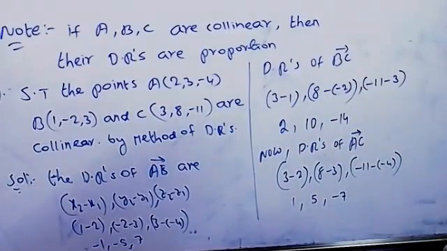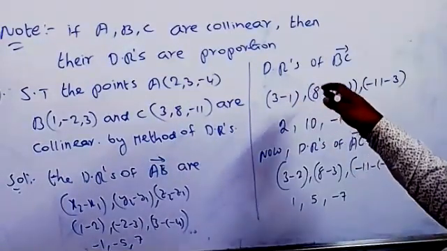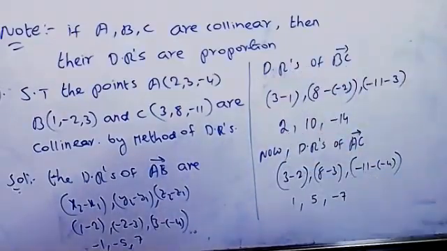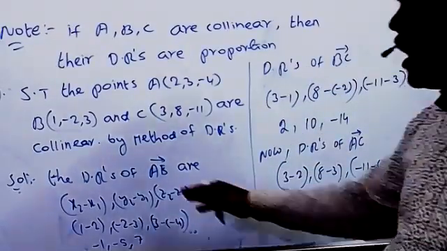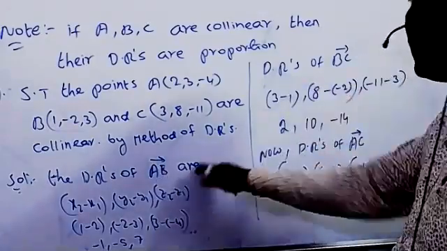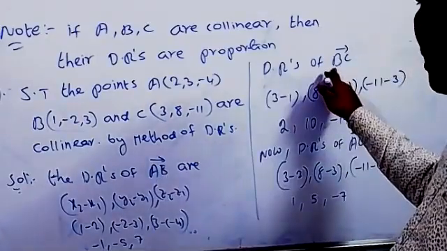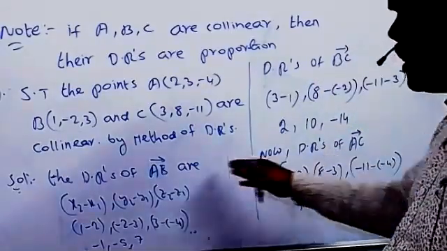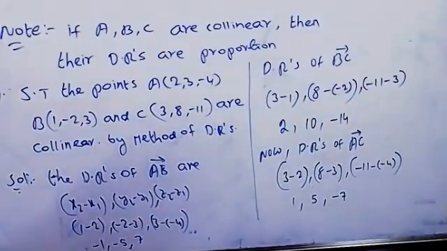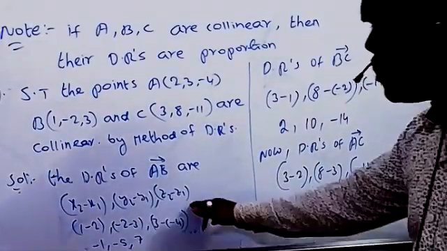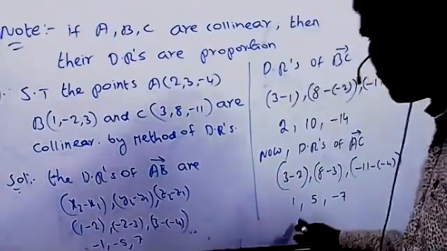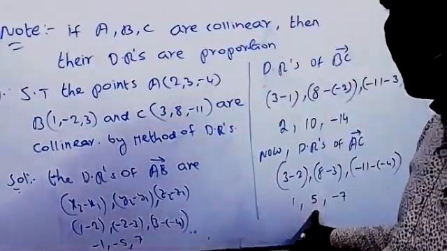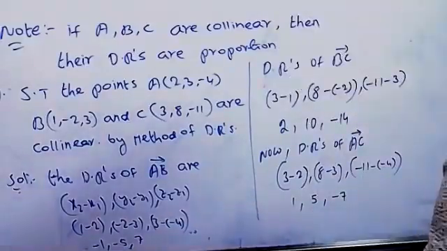Clearly we are saying that the direction ratios of AB, BC and AC are proportional. So AB and BC are proportional, BC and AC are proportional, and AB and AC are also proportional. If you take these two also, minus 1 by 1 equals minus 1, minus 5 by 5 equals minus 1, and 7 by minus 7 also minus 1.